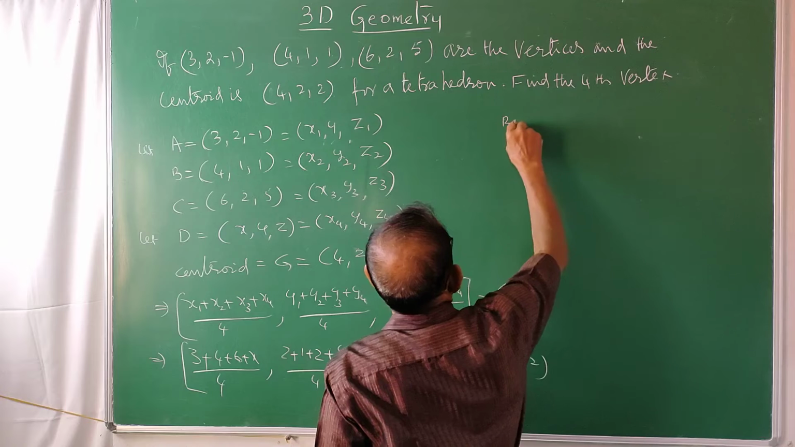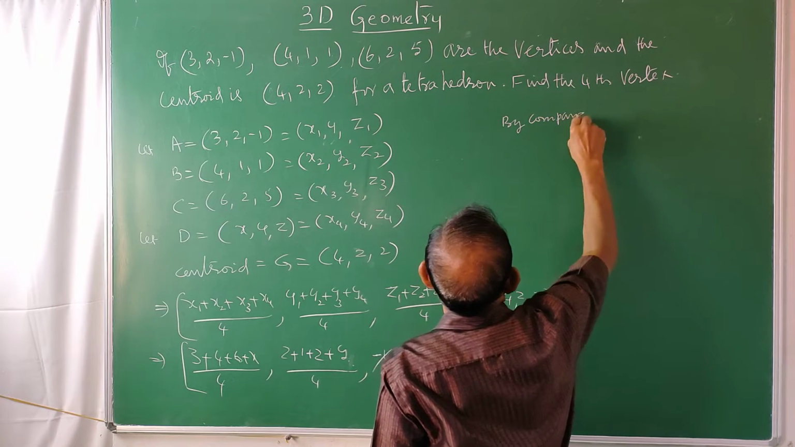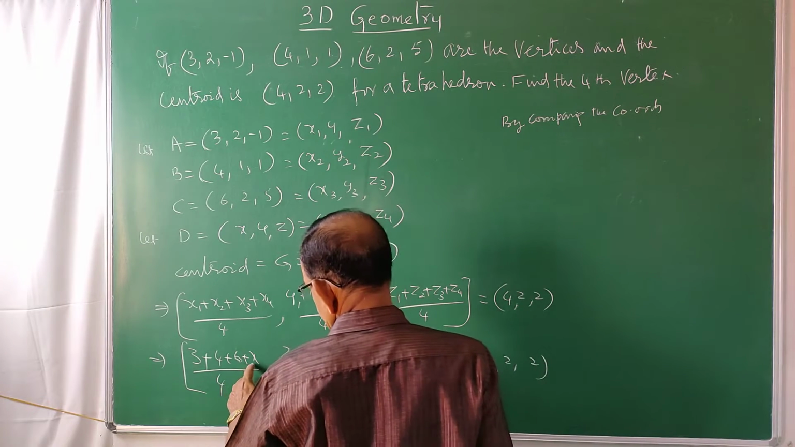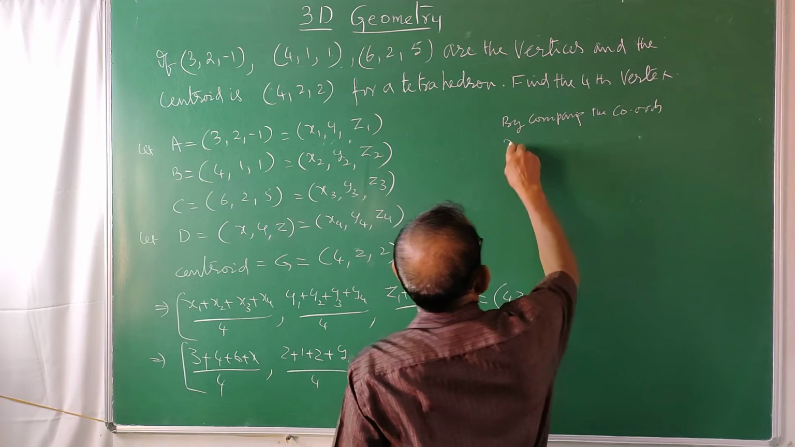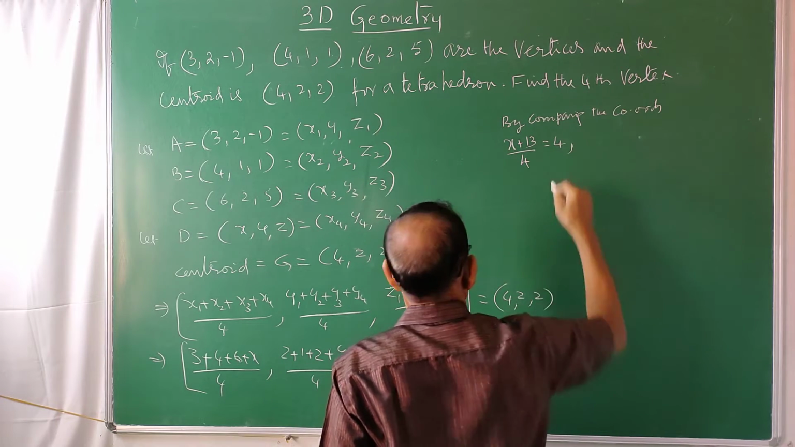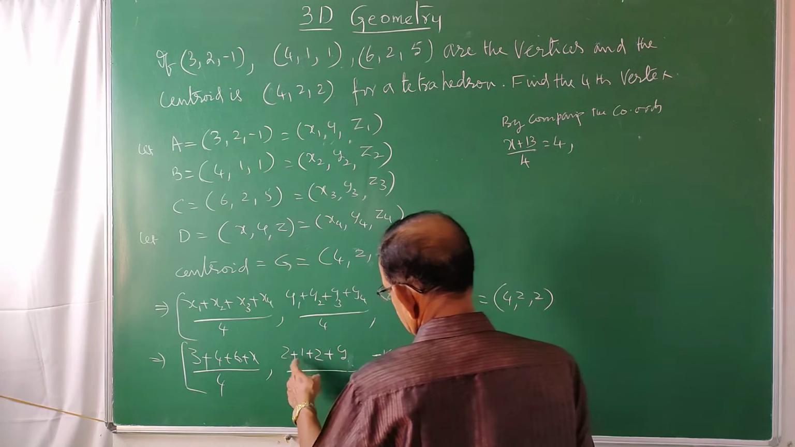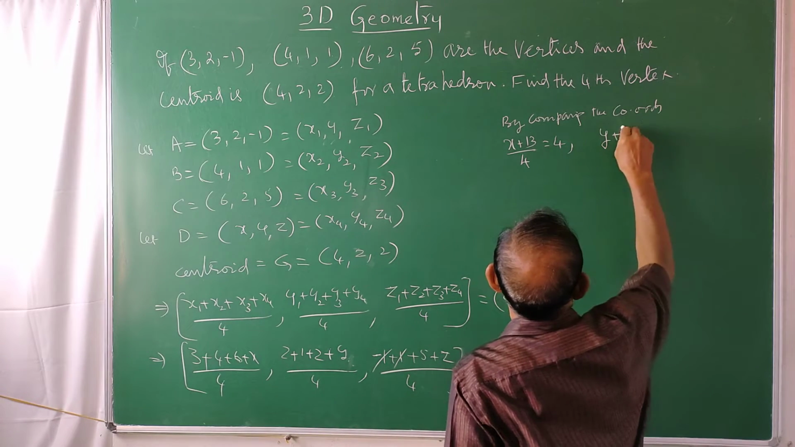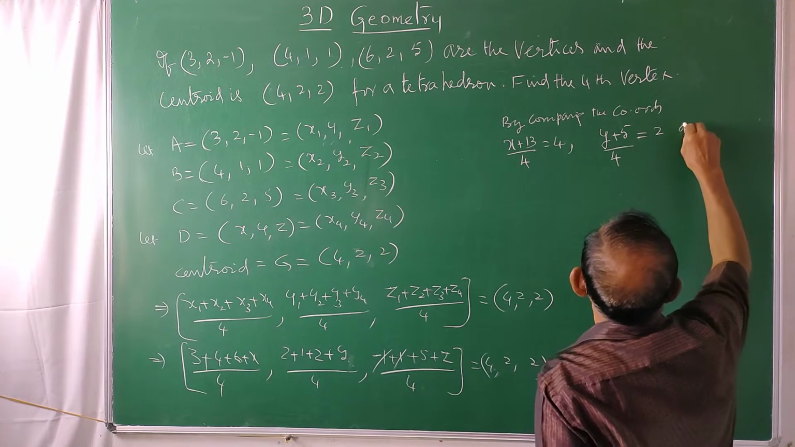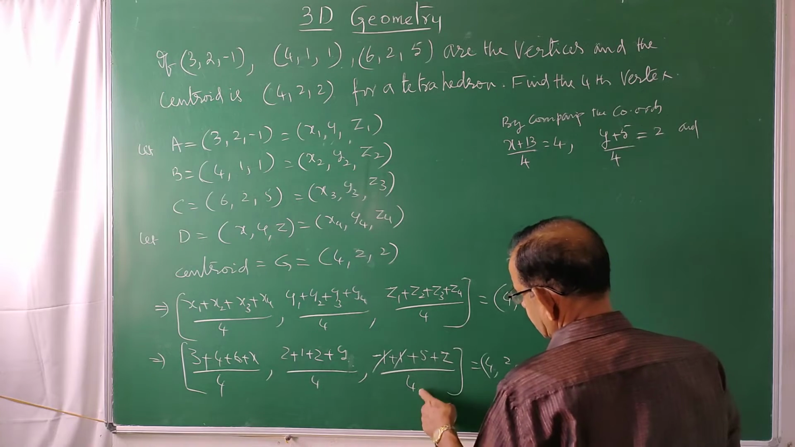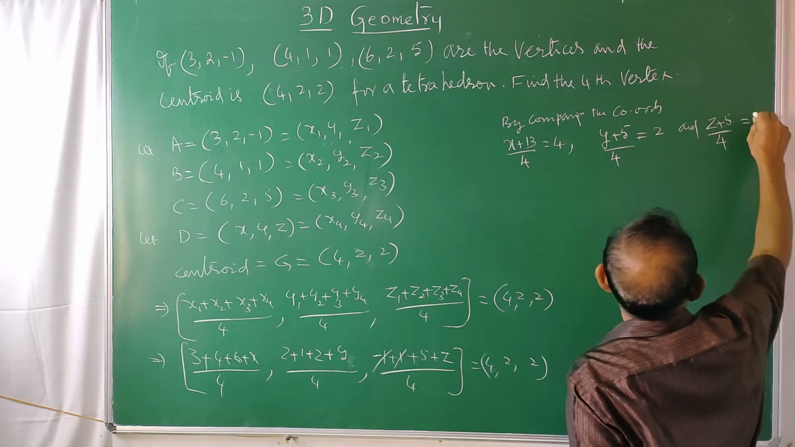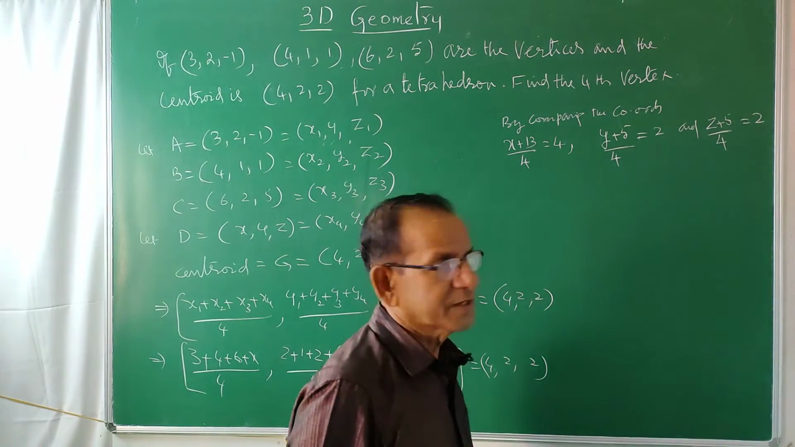By comparing the coordinates, x plus 13 by 4 is equal to x coordinate here is 4. Similarly, y coordinate 2 plus 2 plus 1, y plus 5 by 4. Here y coordinate is 2 and z coordinate is z plus 5 by 4 is equal to 2. From those three equations, I have to find out x, y, z.